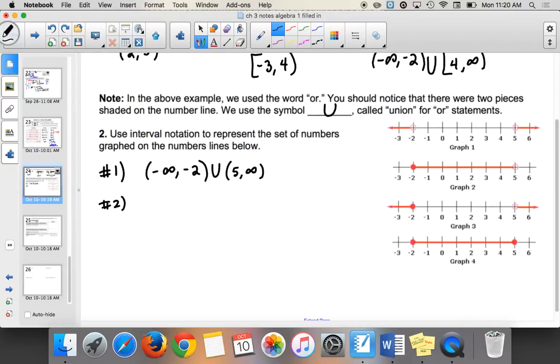Number 2. So as we read it like a book, left to right, the first thing that we hit is -2. So we do bracket -2. The last thing we hit is 5, parenthesis.